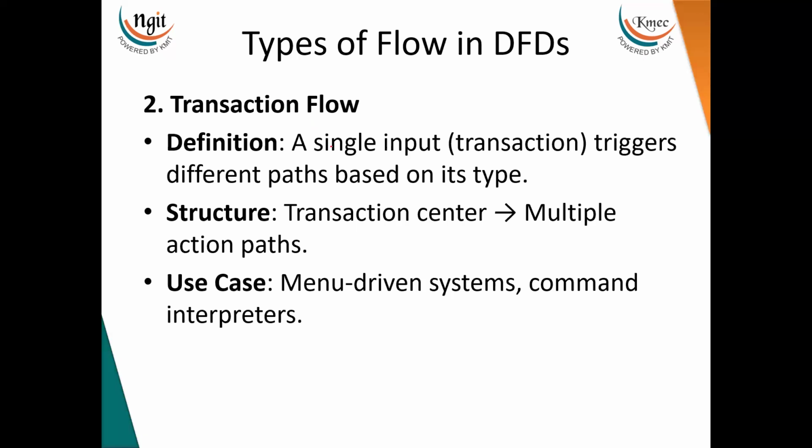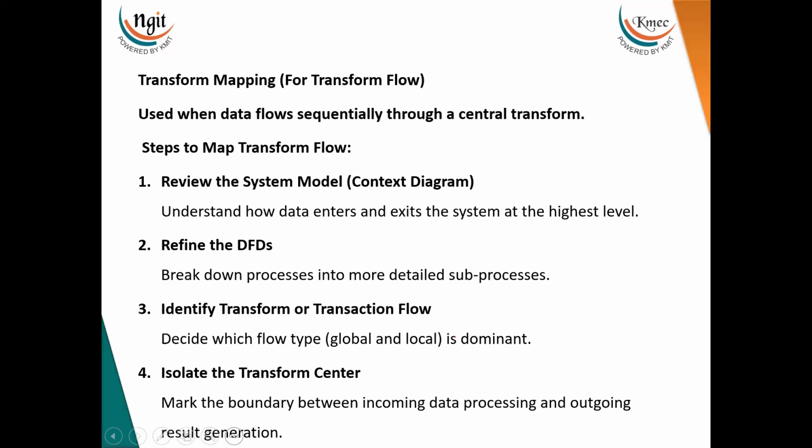Next one is transaction flow. The transaction flow definition is a single input triggers different paths based on its type. The structure is transaction center, multiple action paths. Then use case is menu driven systems, command interpreters. So these are all the use cases for transaction flow. Next we see the transform mapping for transform flow. Used when data flows sequentially through a central transform.